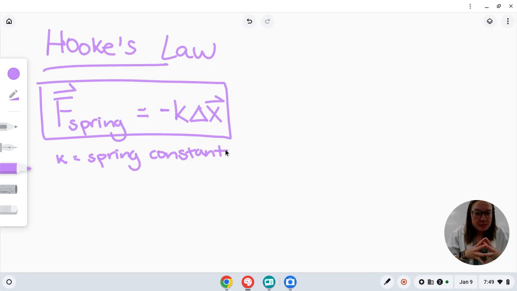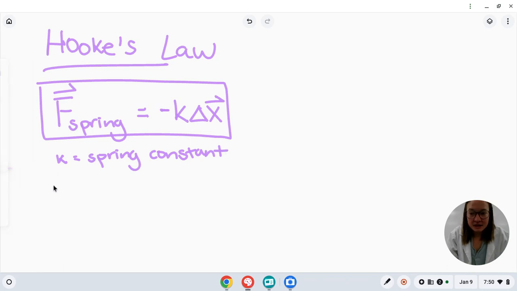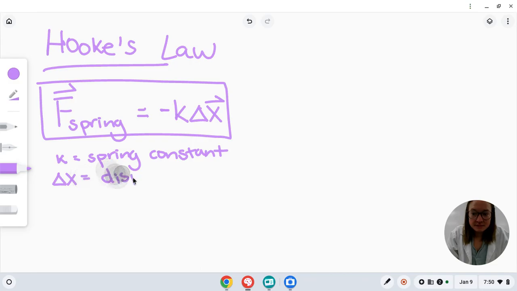If you have a spring that has a really big spring constant, it should make some sense that the spring force is also going to be really big, because the spring force is how hard that spring is pulling to get back to equilibrium. If the spring really doesn't like to be stretched or squished, then it's going to pull really hard to stay in equilibrium. That's the first factor. The second factor is delta x, which is the displacement.